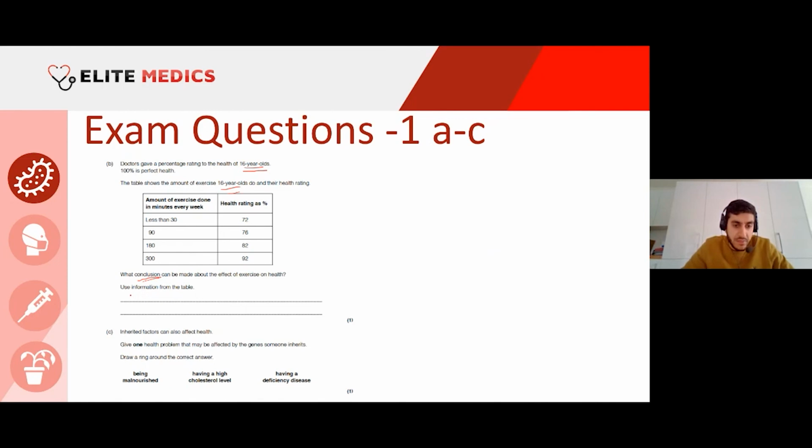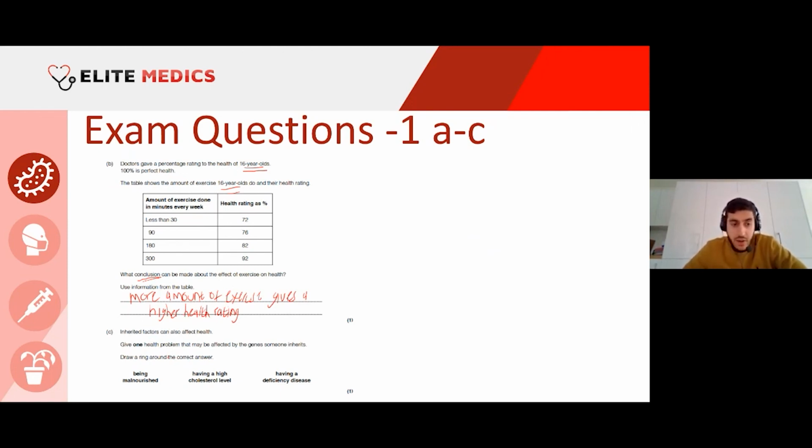So you could say something like more amount of exercise gives a higher health rating. Just making a conclusion from that. Or the higher the amount of exercise, the higher the health rating. Or the less exercise, the lower the health rating. Something like that. Just again, spotting basic trends. 1 mark question, nice easy sentence.